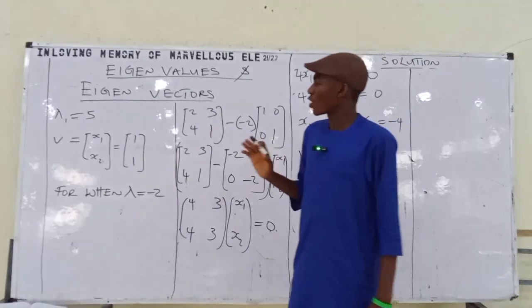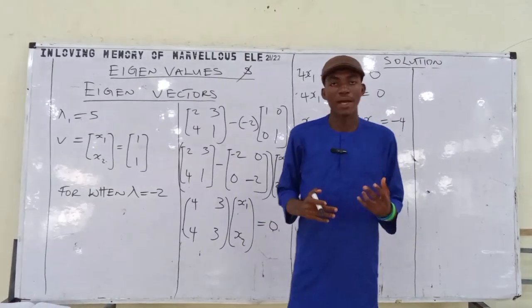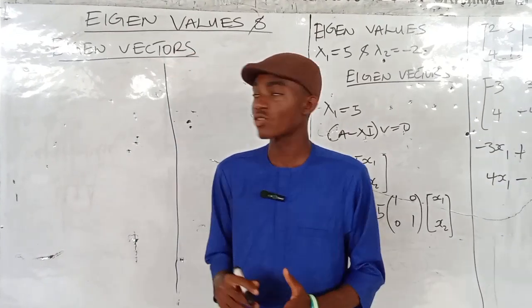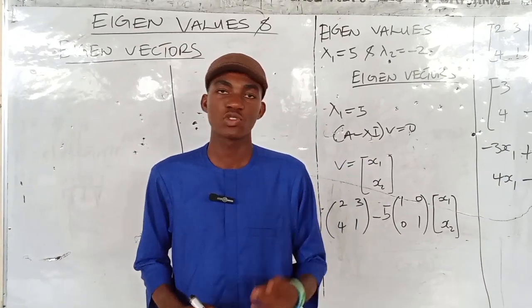So we are done with solving the eigenvalues and eigenvectors of a 2 by 2 matrix. We are done with this class. We just finished solving eigenvalues and eigenvectors of a 2 by 2 matrix.